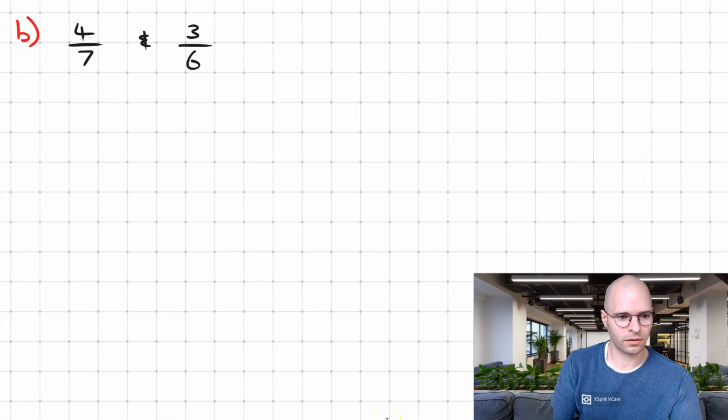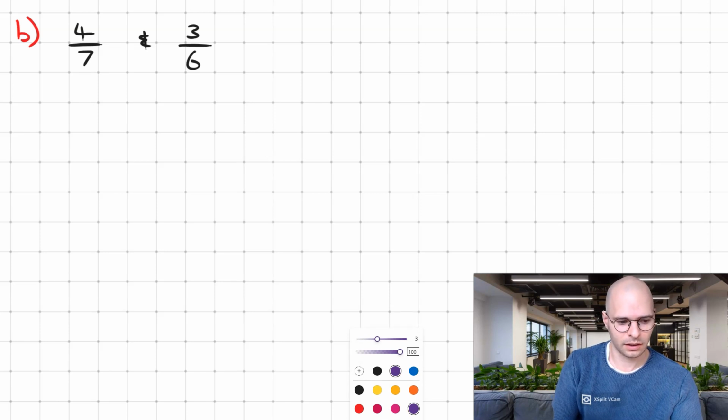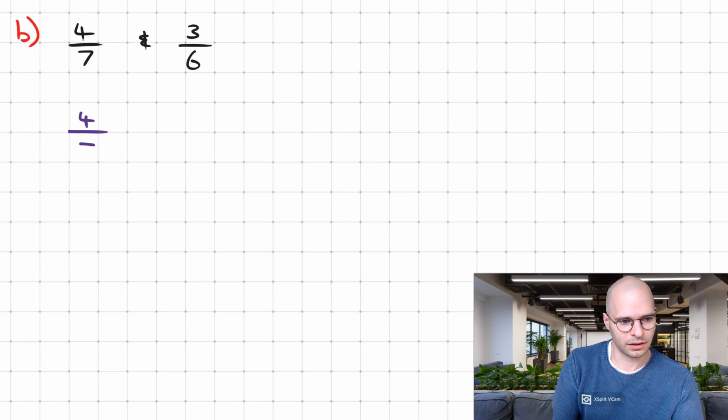We have 4 over 7 and 3 over 6. What we want to do is determine which fraction represents the larger value here. So what we're going to do is the exact same method we employed before. We're going to get our first fraction, which is 4 over 7. We're now going to multiply both numerator and denominator by the denominator in the second fraction.